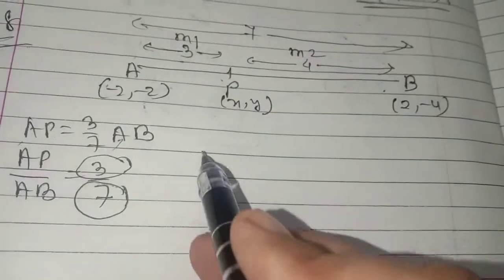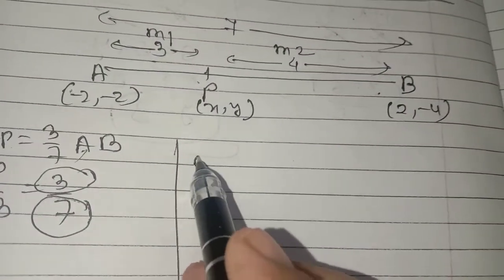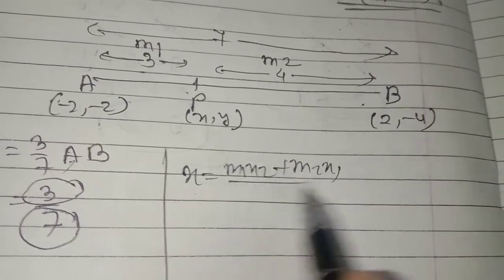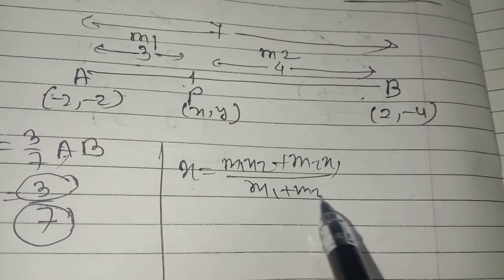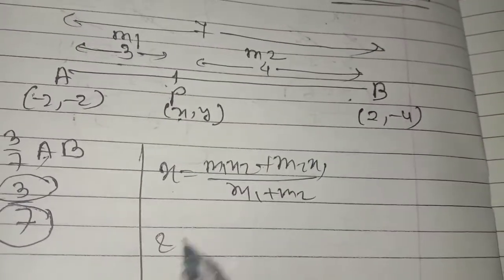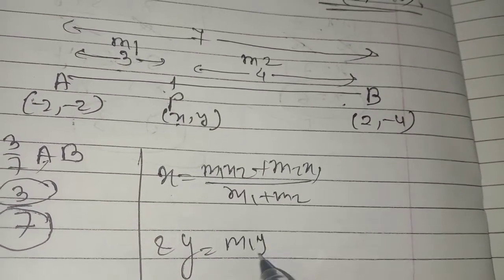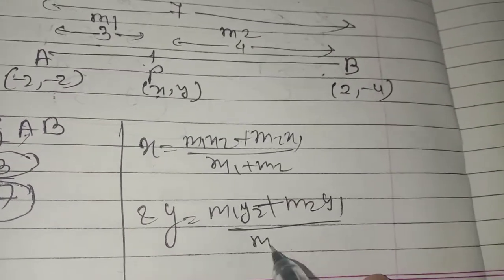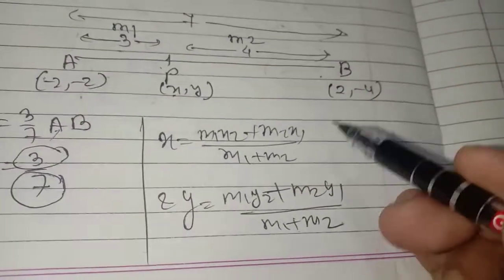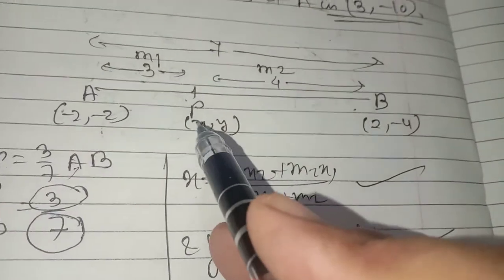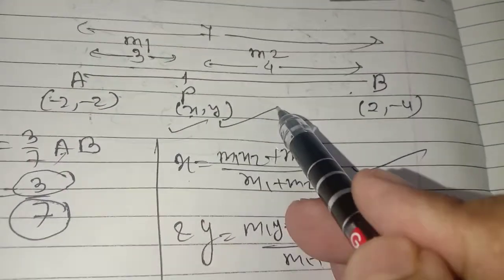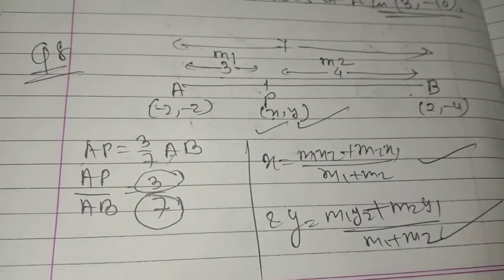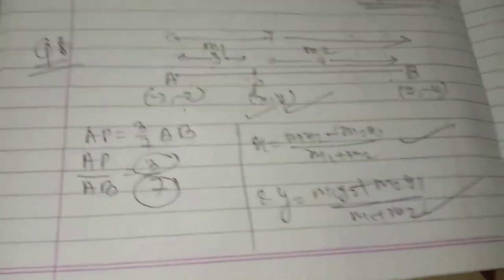So dear student, use the internal division formula again. X is equal to (m1 x2 plus m2 x1) upon (m1 plus m2) to find the value of x, and for y it is (m1 y2 plus m2 y1) upon (m1 plus m2). Clear? And we will find the coordinates of P. So in this way you have to complete question number 8, and the remaining 2 questions I will do in my next segment. Okay.